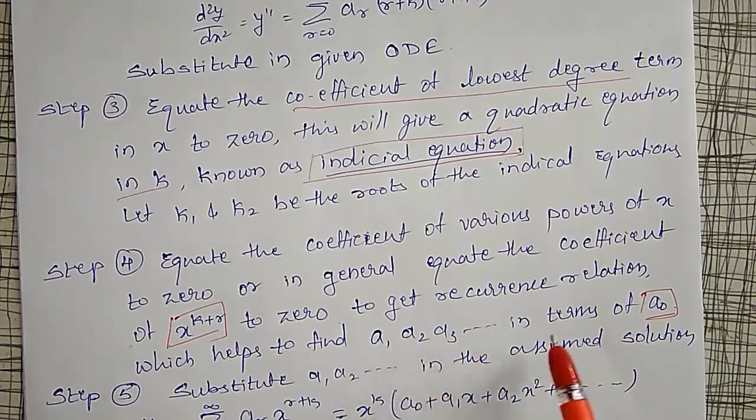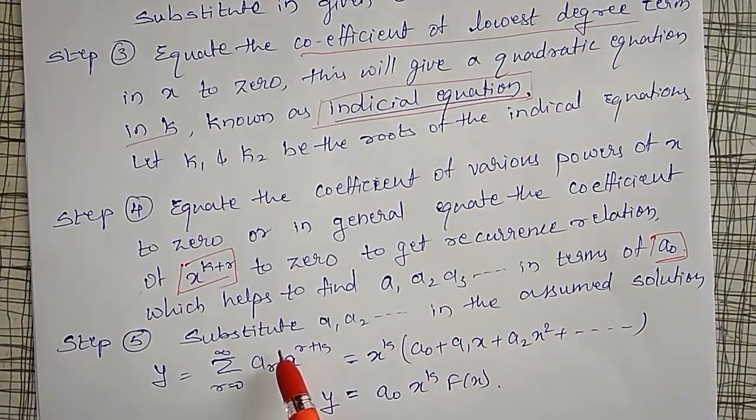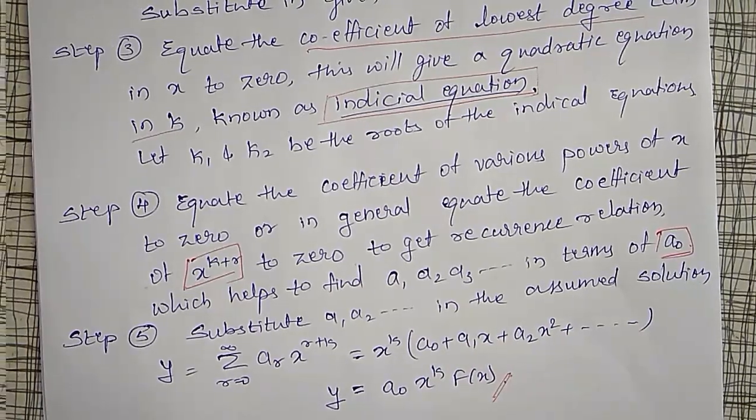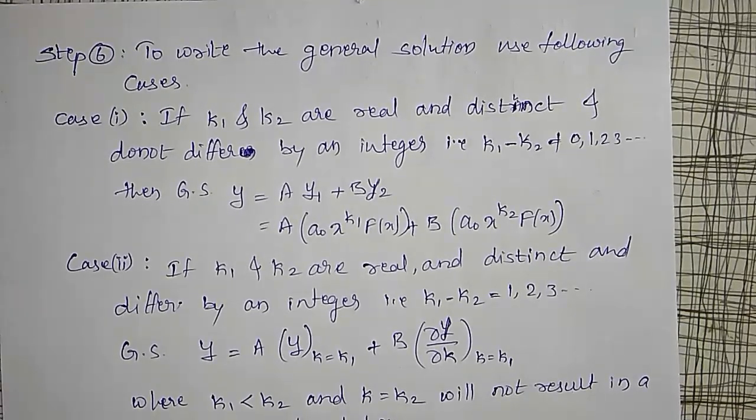Use these a1, a2, a3 and substitute them in the assumed series solution y equal to summation r equal to 0 to infinity ar x to the power r plus k. The extended form of this is x to the power k, which I can take common, since only r is varying here, times a naught plus a1 x plus a2 x square and so on. In this substitute the values of a1, a2 and a3. From that, a naught x to the power k can be taken common and the remaining function is called f of x.